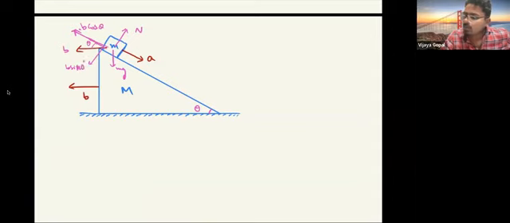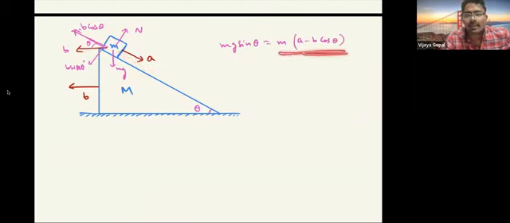Now, in the downward direction, what is the force that is there? Mg sin theta will be there. So mg sin theta will be equal to mass times acceleration, which is what, sir? A minus B cos theta. Is this clear? Net force downward along the inclined plane equals mass into acceleration. The acceleration of this block with respect to ground in this direction will be A minus B cos theta. Fine, no? Yes.